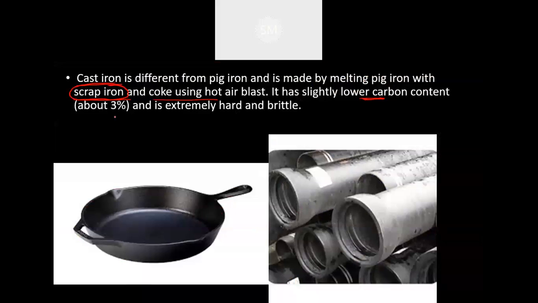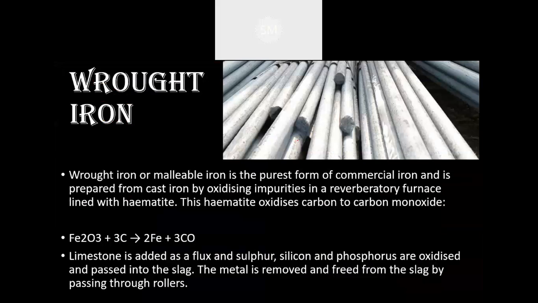Along with that, around 3% of carbon content will be there. So they are quite hard and they are quite brittle. Then we have another category of iron, that is wrought iron. Wrought iron is the purest form. If I have to tell you the iron content in this, almost 99.4%, roughly I'm giving you this.